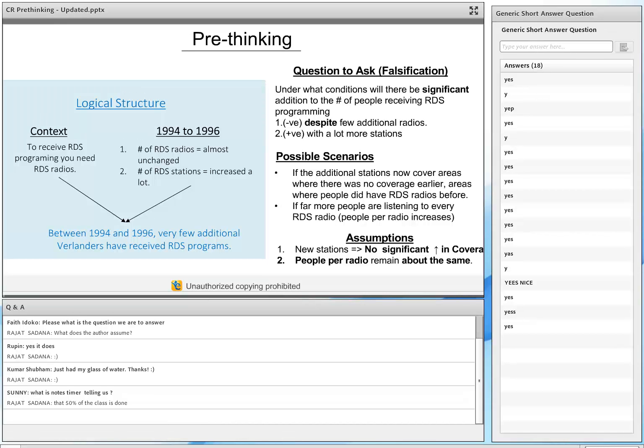NCA says, but how do we know that the extended area is covering Verland and not some other? In the context, we're talking about Verland only. Where are the radio stations added? In Verland, NCA. Right? The 252 to 600, we're talking about new stations that do not increase coverage. The new stations are added in Verland.